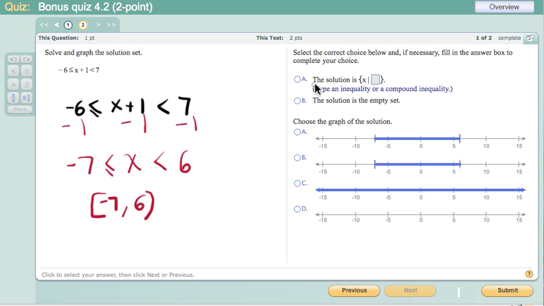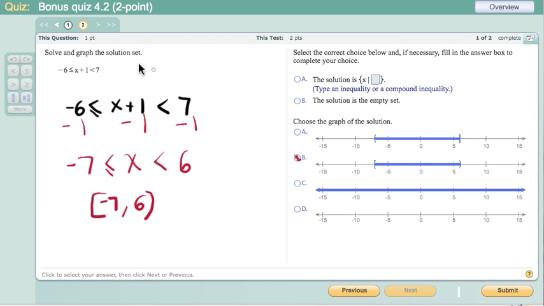And so let's see what they're asking us here. They want us to use set builder notation, and so that will be this. And then they want us to choose the graph of the solution. And the nice thing about going to interval notation is I can then pretty much go over and look for square bracket negative 7. So I'm going to come over here and look for square bracket negative 7, and that's this, all the way over to the right to 6, but excluding 6. So the answer here is going to be B, and this.